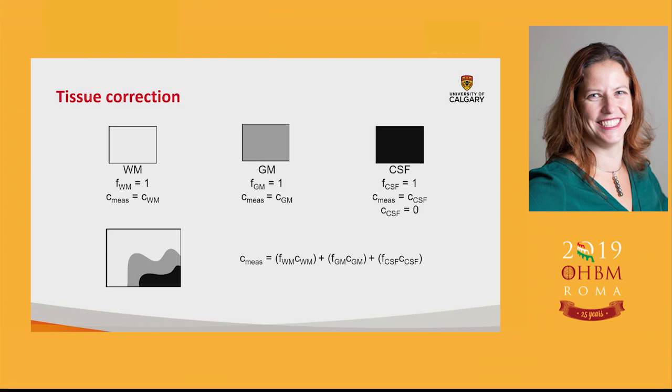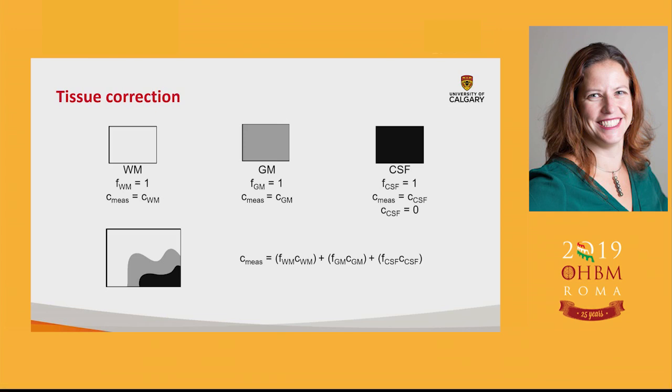But what I will argue is that if you've got a voxel that's pure white matter, so the entire voxel fraction is white matter, then your measurement of GABA, or whatever metabolite you're looking at, represents the concentration of that metabolite in white matter. Similarly, if you're looking at a pure gray matter voxel, the fraction is 100% gray matter. The measurement you have represents the GABA concentration in gray matter.